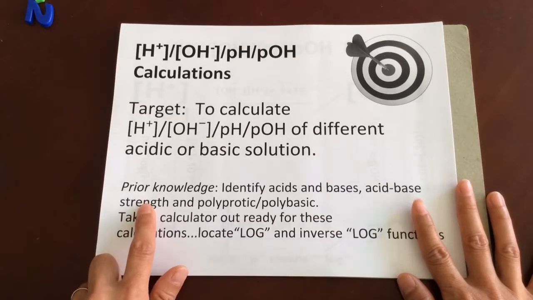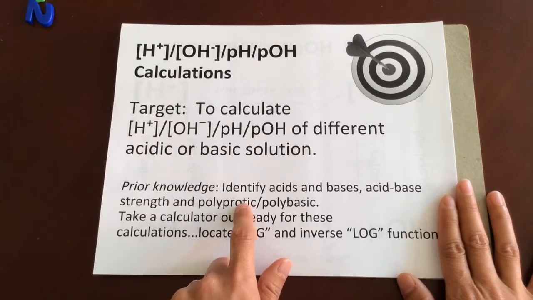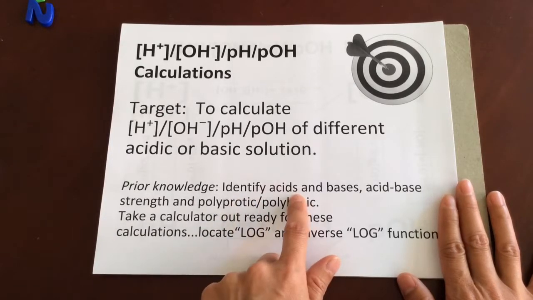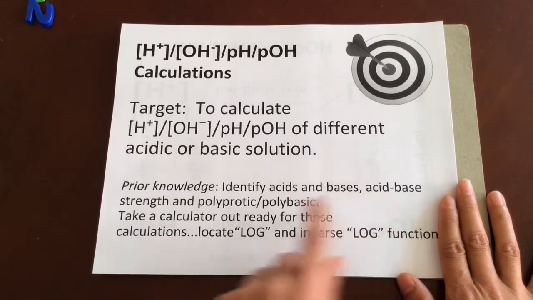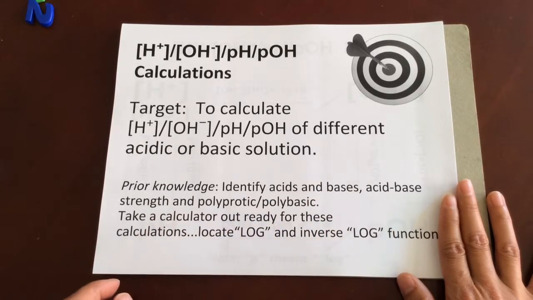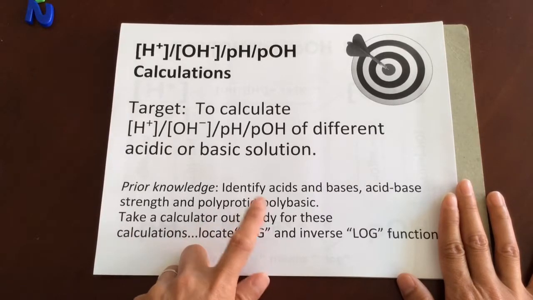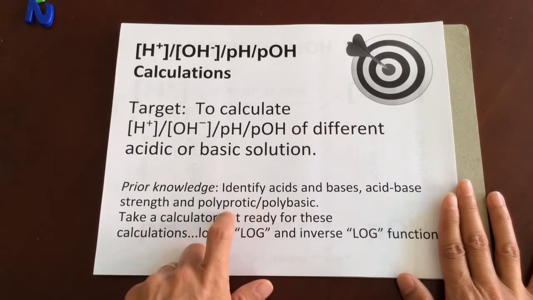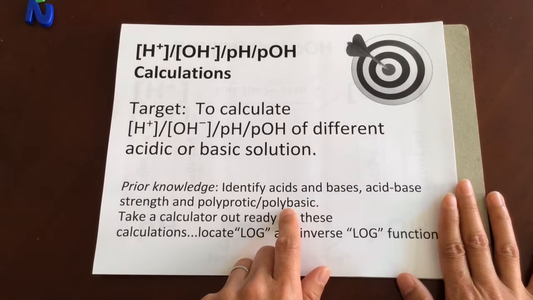One of the things that we really do have to remember or be able to do prior to this is identify what looks like an acid versus a base. And of course, the acid strengths, which is your strong or your weak acids. Also, we should be able to identify whether an acid is monoprotic, diprotic, or triprotic, monobasic, dibasic, or tribasic.